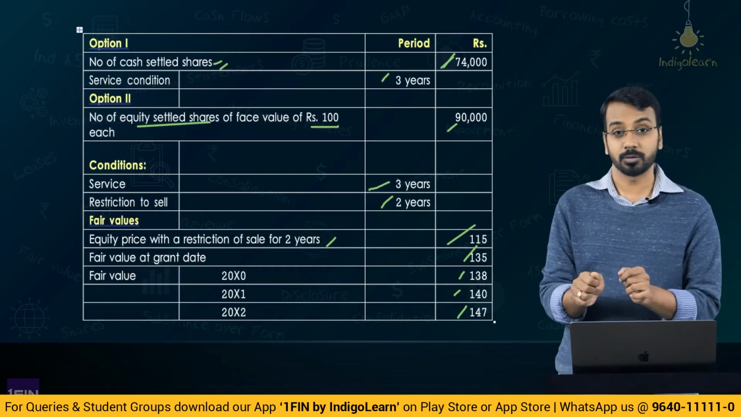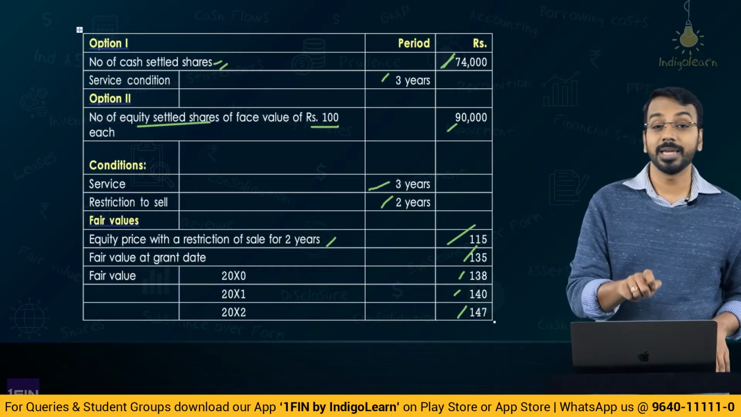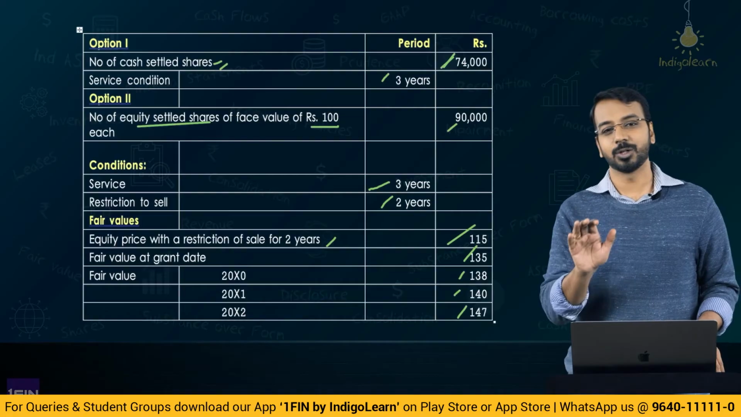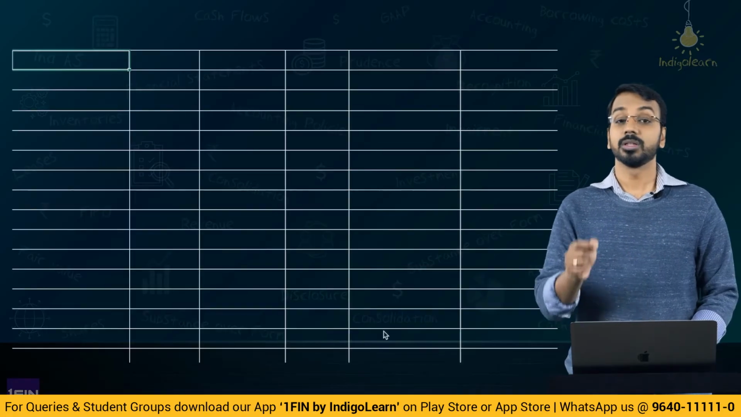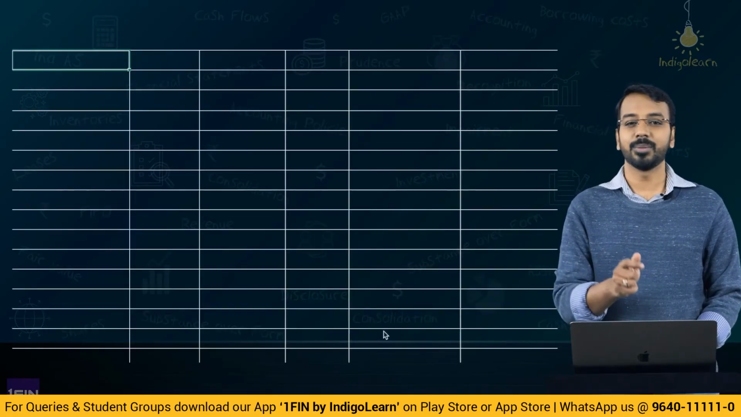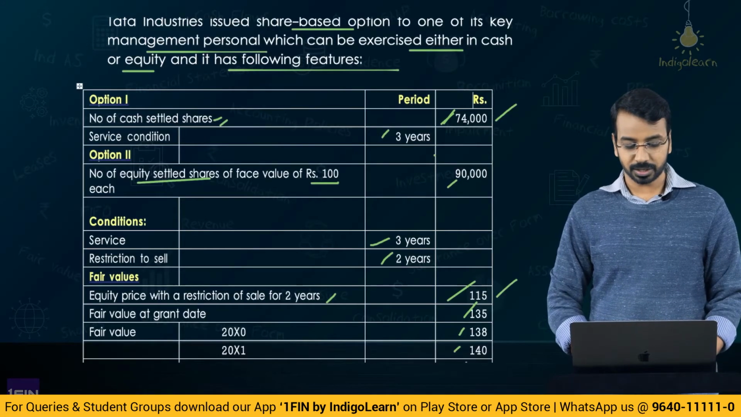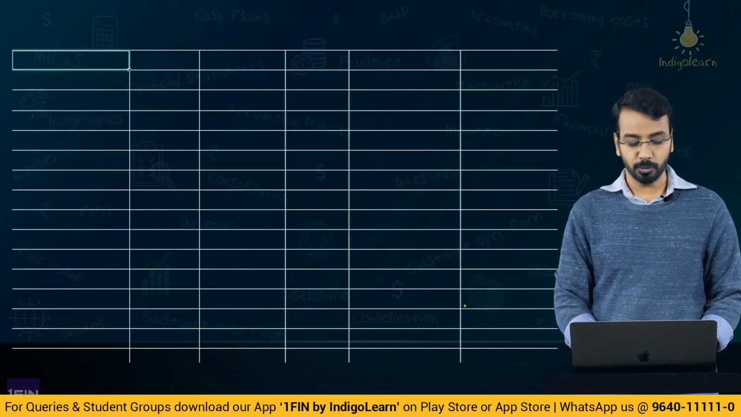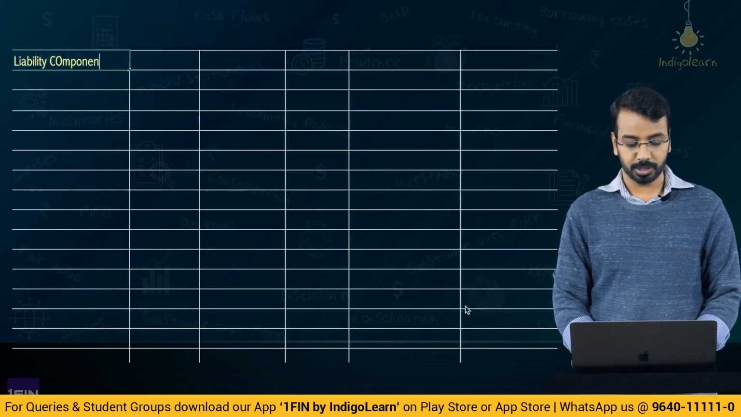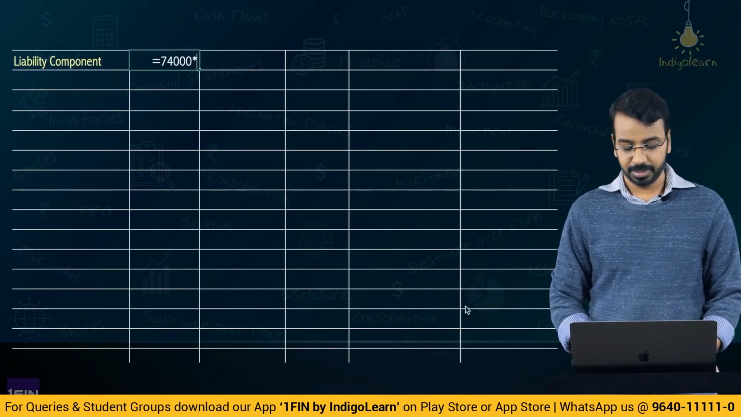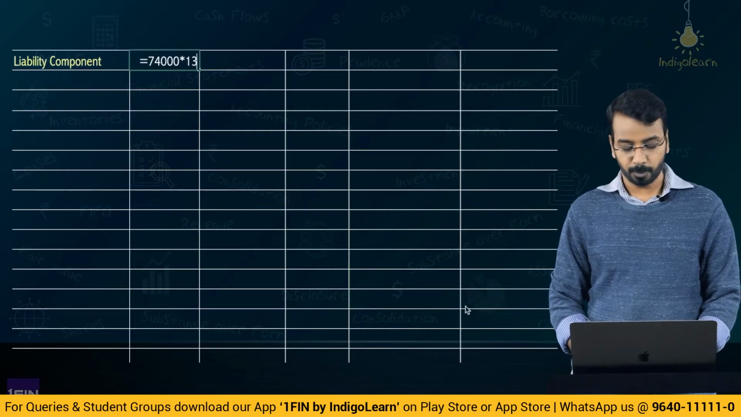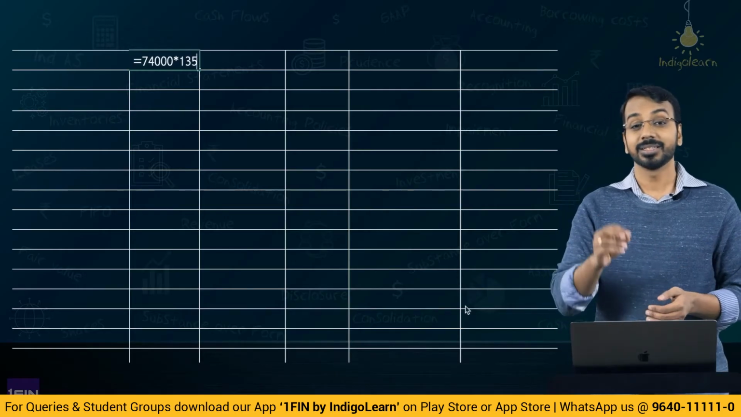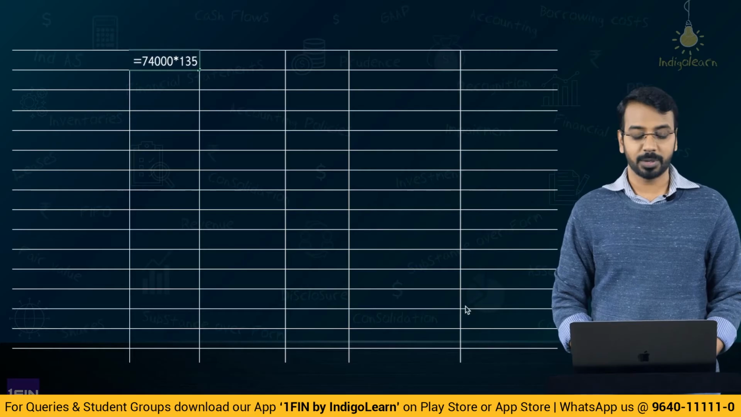We need to know how to work out the numbers, and quickly we should be able to arrive at the numbers and get to the solution. Now, the first thing that we need to determine is the liability component. For how many shares? Cash settled shares is 74,000 and the fair value for the cash settled shares is 135. So, liability component is 74,000 multiplied by how much? 135.